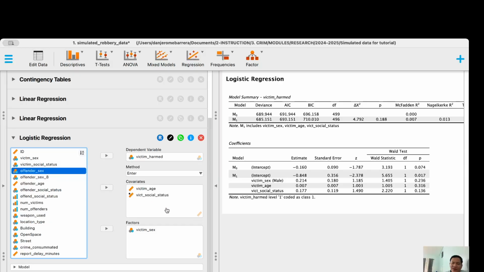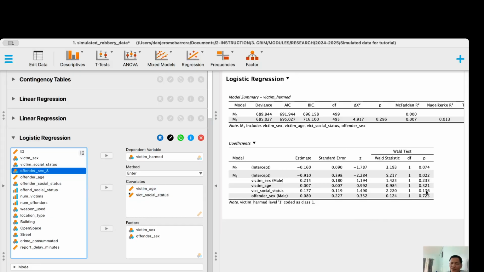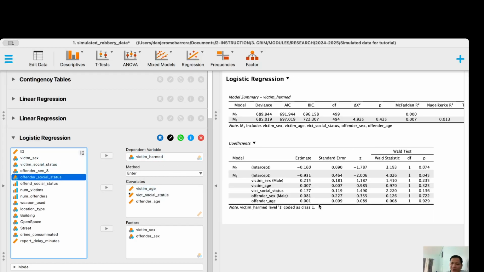Let's add offender's sex, two factors. There's also no association between offender's sex and lethality. Let's go to offender's age. This is covariates. The p-value is also higher than 0.05. So there's no significant relationship between offender's age and whether the victim was harmed.